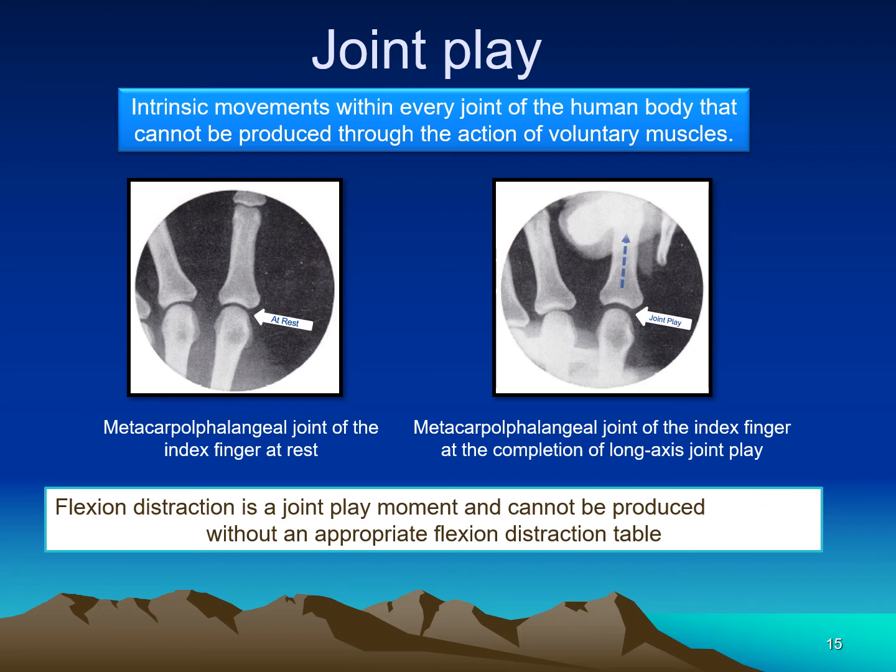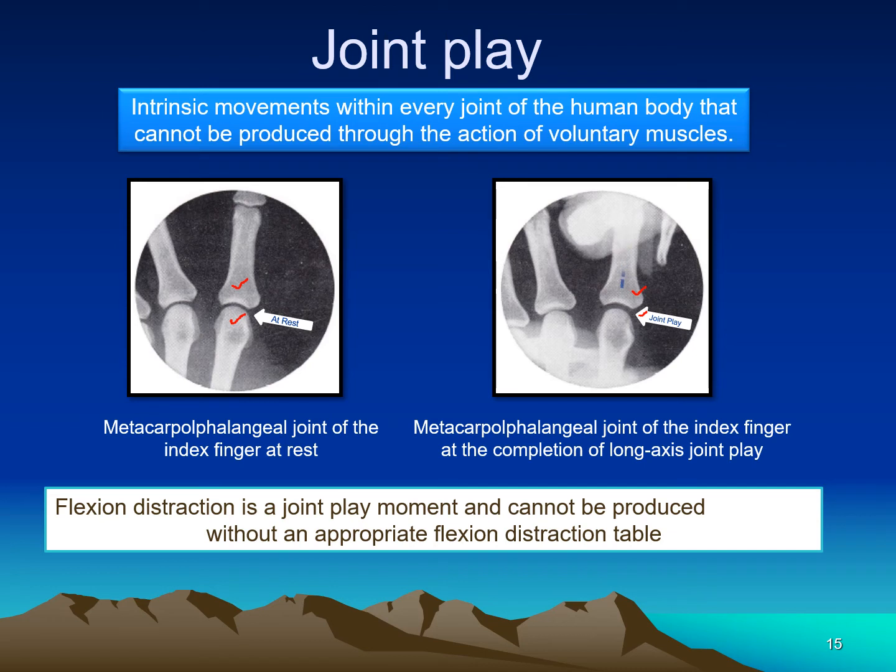The easiest one to demonstrate is long y-axis of the metacarpal phalangeal joint. So to the left, we see the metacarpal phalangeal joint at rest. There's the two surfaces of it. This is the proximal surface and the distal. If an examiner were to come along, as we see in the arrow here, and pull the joint in a y-axis fashion, we see an increase in the separation of the joint space, and that is joint play. This movement cannot be produced through the action of voluntary muscles. There's nothing you can do to elongate your finger.